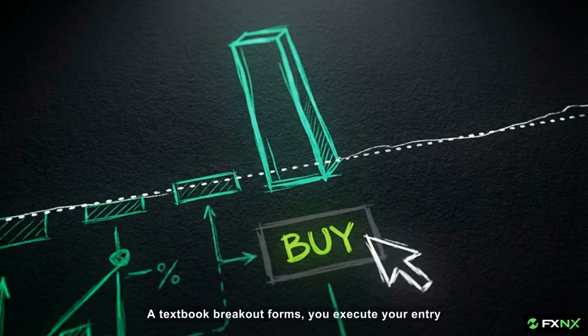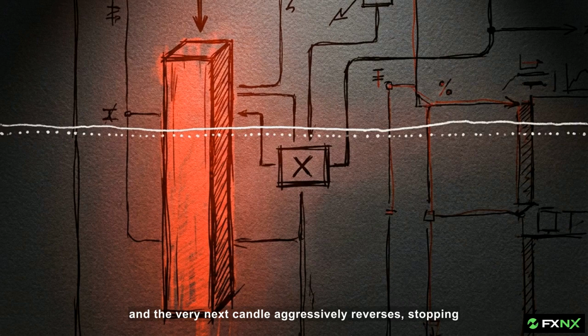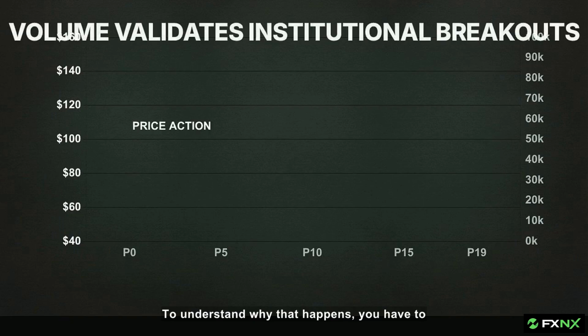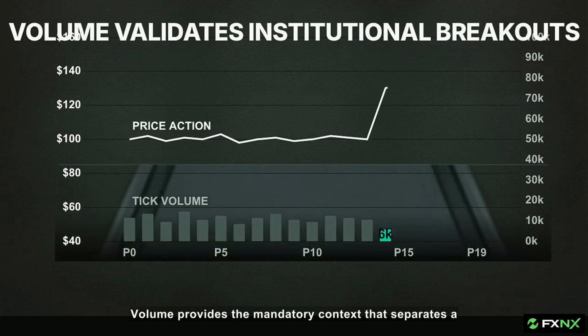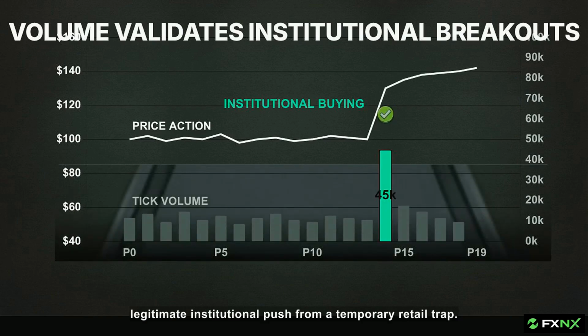A textbook breakout forms, you execute your entry perfectly, and the very next candle aggressively reverses, stopping you out for a loss. To understand why that happens, you have to look underneath the price. Volume provides the mandatory context that separates a legitimate institutional push from a temporary retail trap.